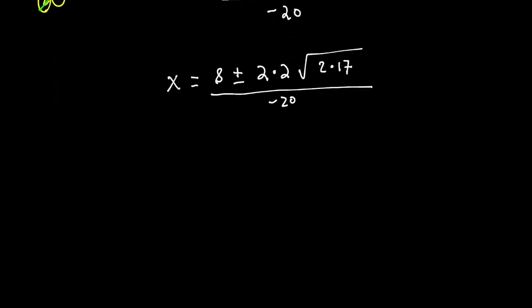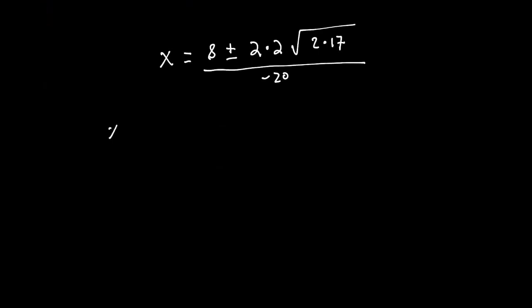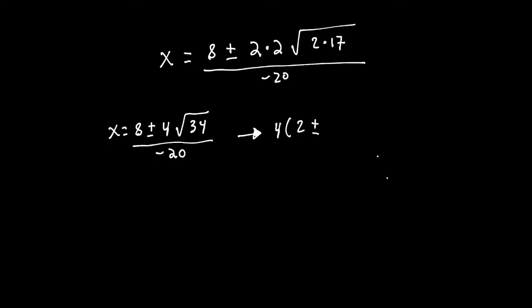And this will simplify to x equal to 8 plus or minus 2 times 2 is 4, and then 2 times 17 is 34. Okay, so now here's what I'm going to do. Notice that the 8 and the 4 have a greatest common factor of 4, so I'm going to factor out that 4. And that's going to leave me with a 2 plus or minus 1 radical 34. And then for the denominator, we still have that negative 20.